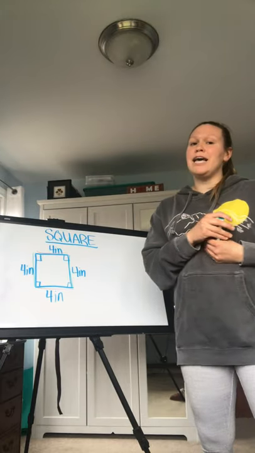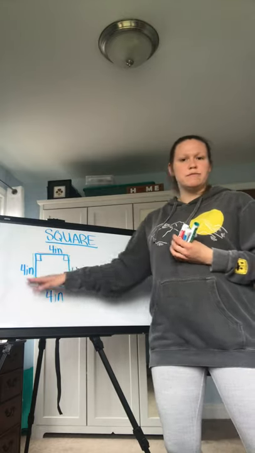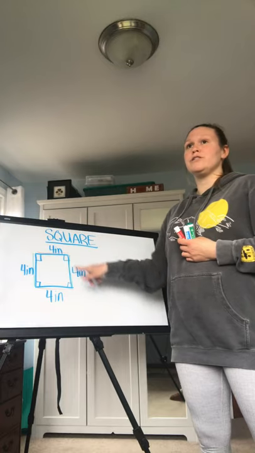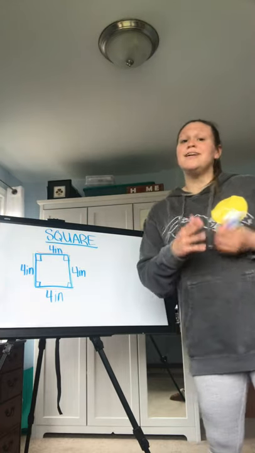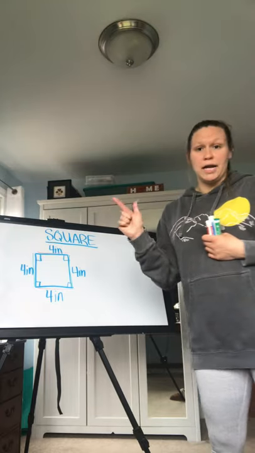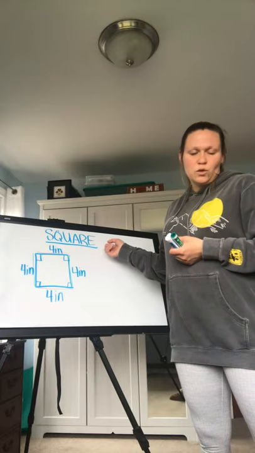And it has to have four equal sides. So all four of the sides have to be the same length. So for this square, we have 4 inches, 4 inches, 4 inches, 4 inches. Since all of the sides are the same length, there are four right angles, and there are two sets of parallel sides, it is a square.